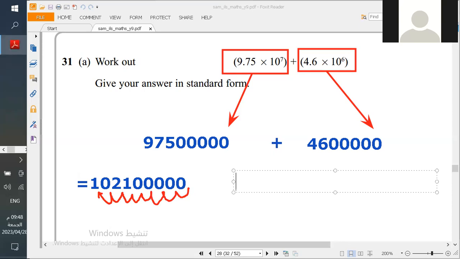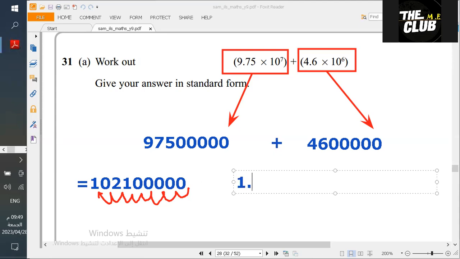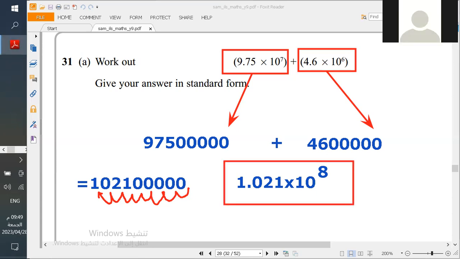That's what I said. 31. Yes, good. That's it. 1.021 times 10 to the power of 8. Easy. If you want to follow the rule of making the powers the same, you can do that. At the end, make sure that it's in standard form. Okay. That's the idea of this question.